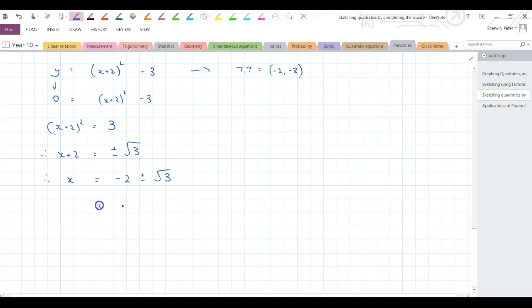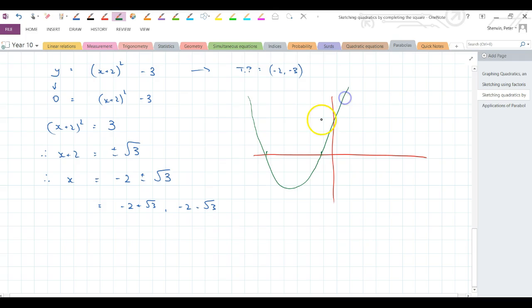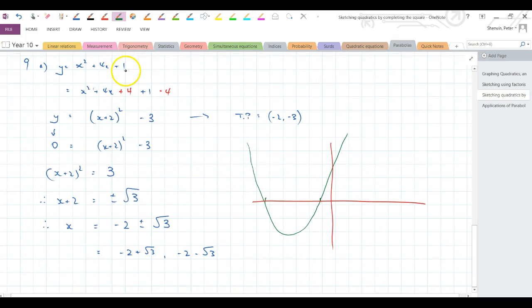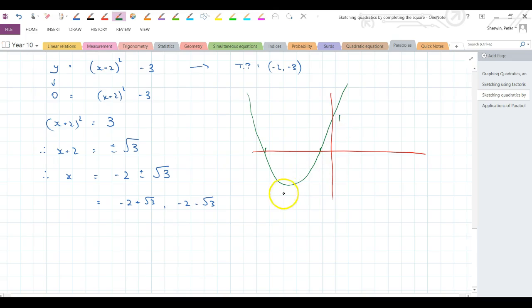Minus 2 plus or minus the square root of 3. So I've got 2 x-intercepts. It's minus 2 plus the square root of 3, and minus 2 minus the square root of 3. Now they're both negative values, because the square root of 3 is less than 2. So these are both over this side, like this, roughly. My turning point is at minus 2, minus 3. And my y-intercept, I imagine, is up here somewhere at 1. Doesn't look like 1, but it is.